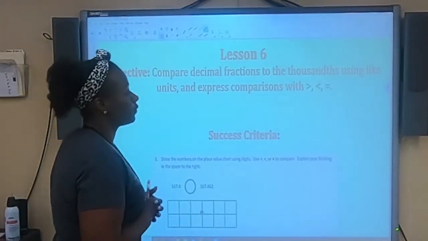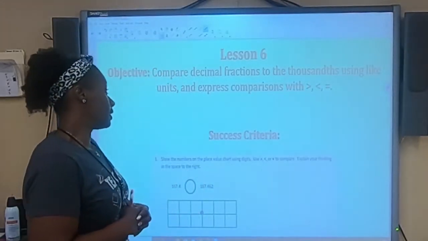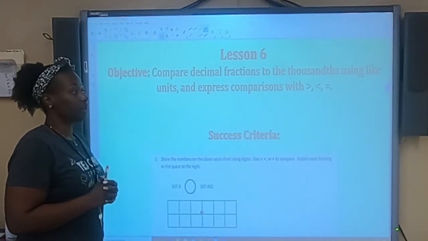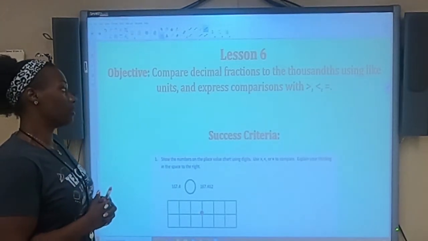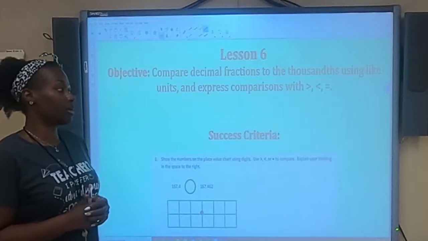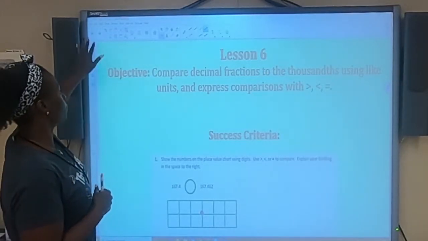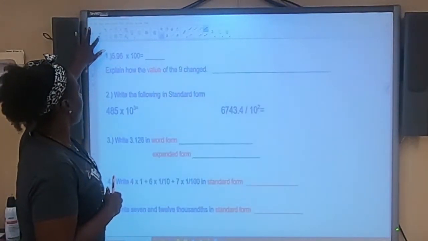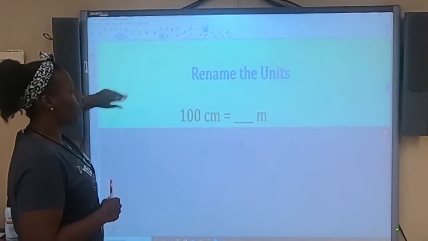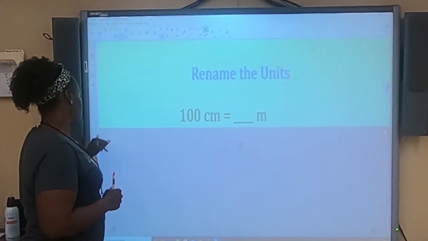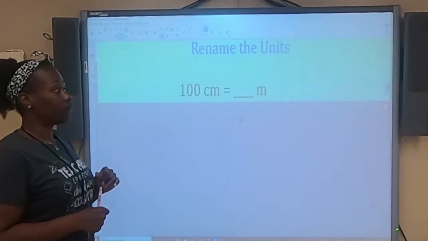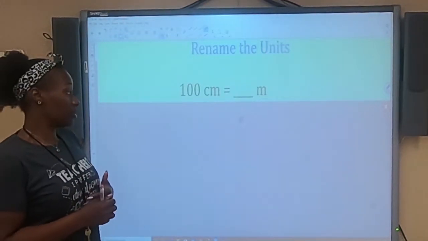Okay, today's lesson, we are in Module 1, Lesson 6, and today we will learn how to compare decimal fractions to the thousandths using like units and express comparisons with greater than, less than, and equal to. Okay, we have a couple of fluencies. We're going to do the rename the units.